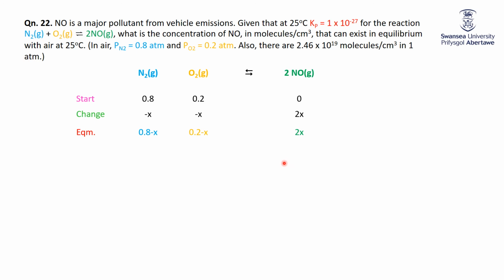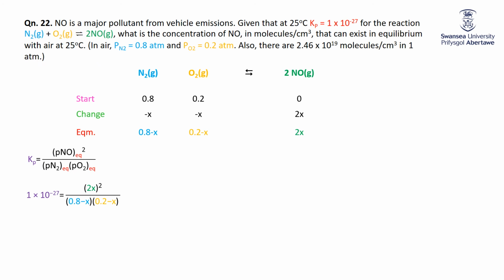Okay, and it's actually Kp's, of course. N2 is 0.8, O2 is 0.02. We have no NO. It's a 1:1:2 reaction. So therefore 0.8 minus x, 0.2 minus x, and 2x there. There's the Kp expression, throw everything in and we get this.